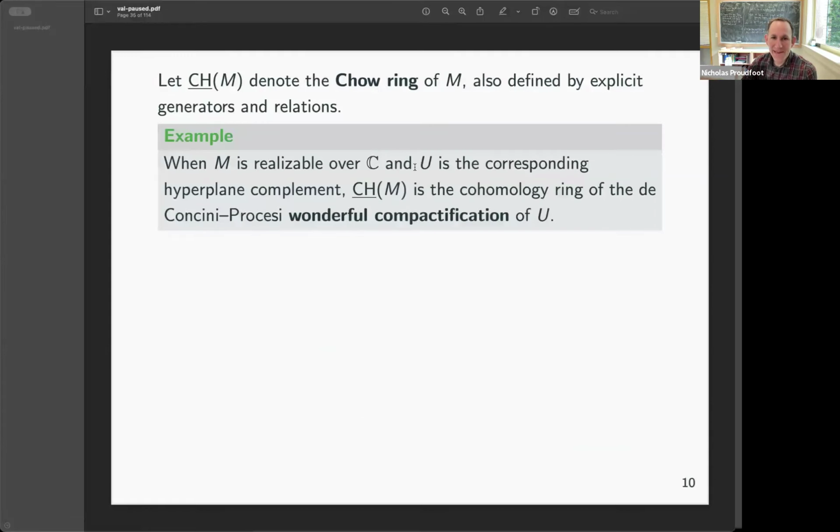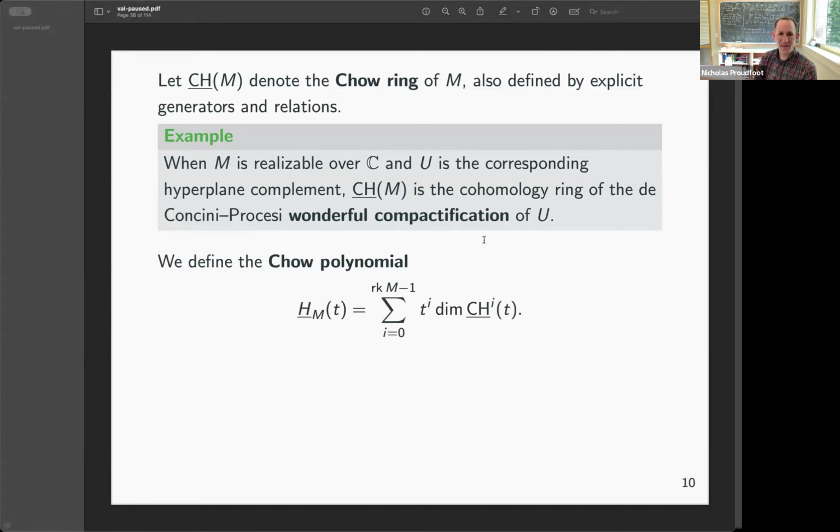Sorry, I had a little typo here. What I wanted to do is take U mod C star. So this is the projective complement of the hyperplanes. And then there's something called the wonderful compactification of that. And then CH of M, CH underline of M, is the cohomology ring of the wonderful compactification. So it's a compactification of U mod C star. Nick, maybe you should say with the maximal building set. With the maximal building set. Yeah, thanks, fair enough. And the Chow polynomial is just the Poincare polynomial for that.